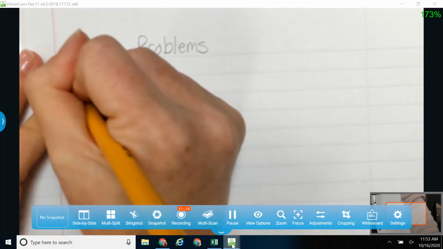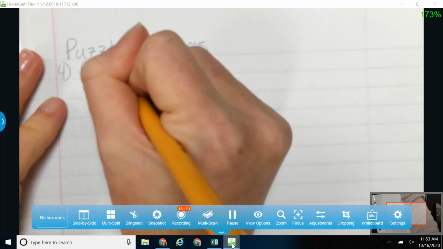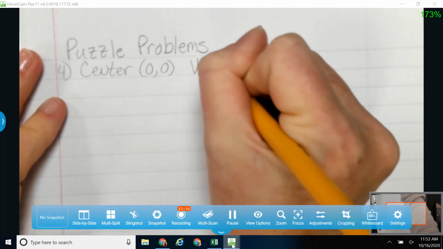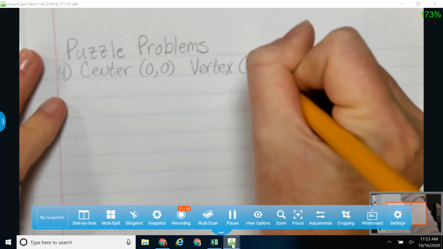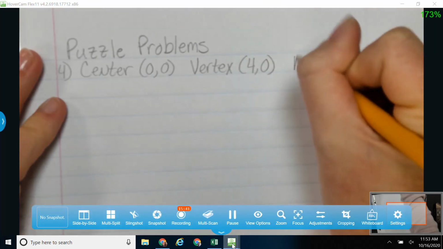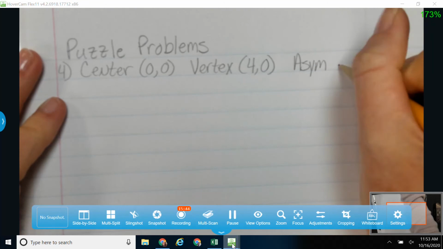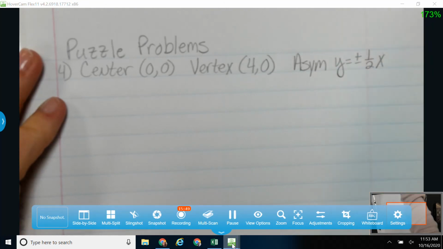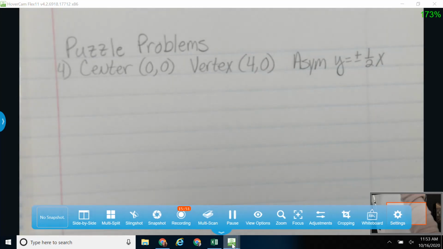Okay, these are going to be hyperbola. So let me tell you that we have a center point of 0, 0. I'm going to tell you that we have a vertex at 4, 0, and an asymptote equation of y equals plus or minus 1/2 x. On a test situation, it would tell you this is a hyperbola, and then it would give you this information. So it will tell you what you're working with, which type of conic section, I should say.